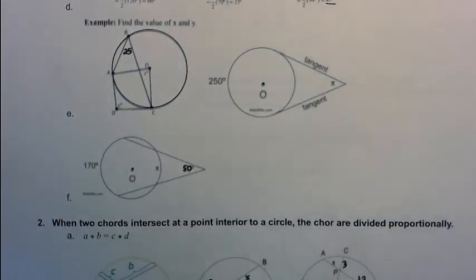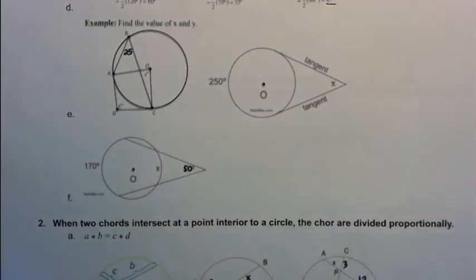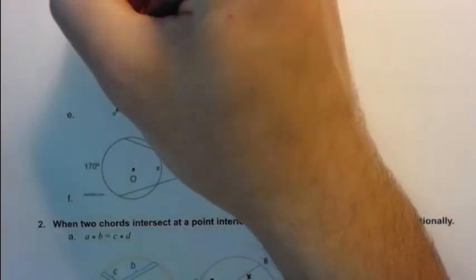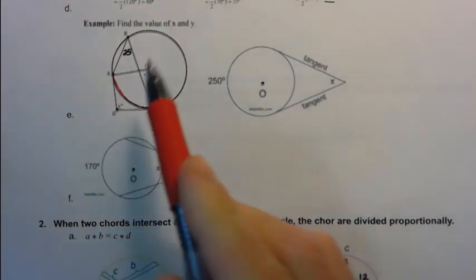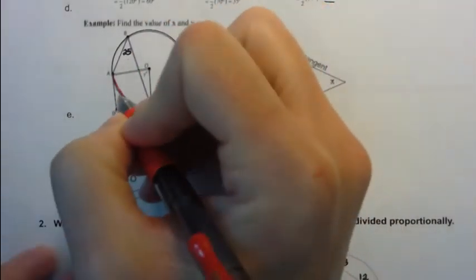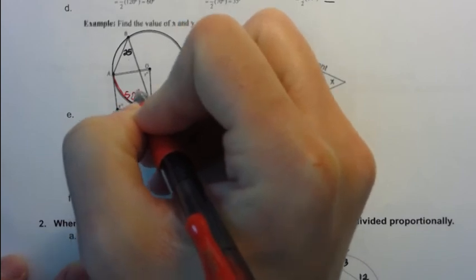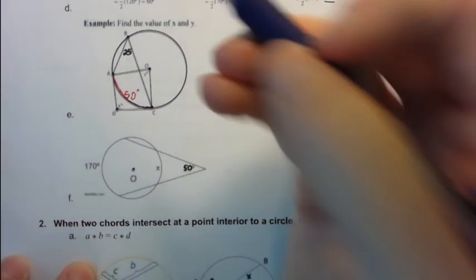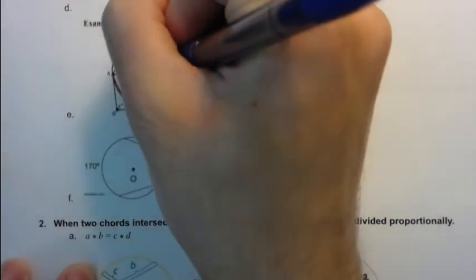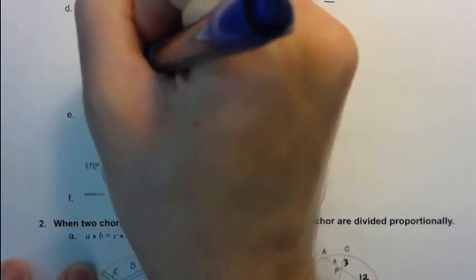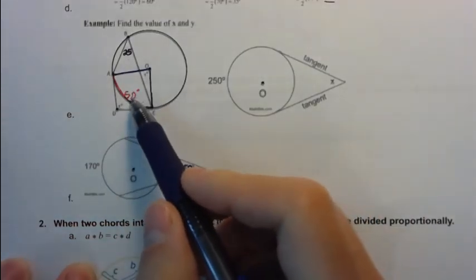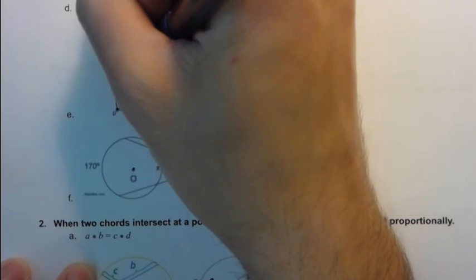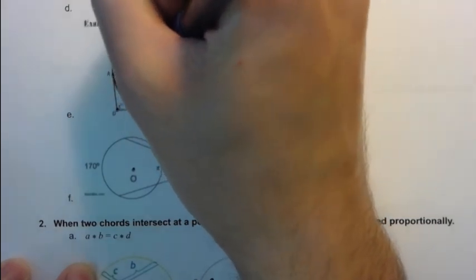To start off with example E, part E of the first section of our notes, we have a 25-degree angle right there that is hitting arc AC in red. Since we know that 25 is an inscribed angle, that means that arc is going to be equal to 50 degrees. Then we have angle Y. Angle Y is hitting that same exact arc, so we know the central angle is equal to the measure of the arc it hits. So angle Y right there is also 50 degrees.